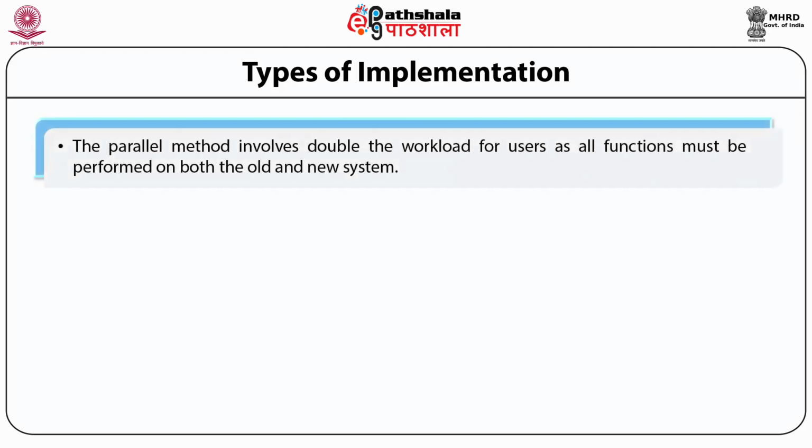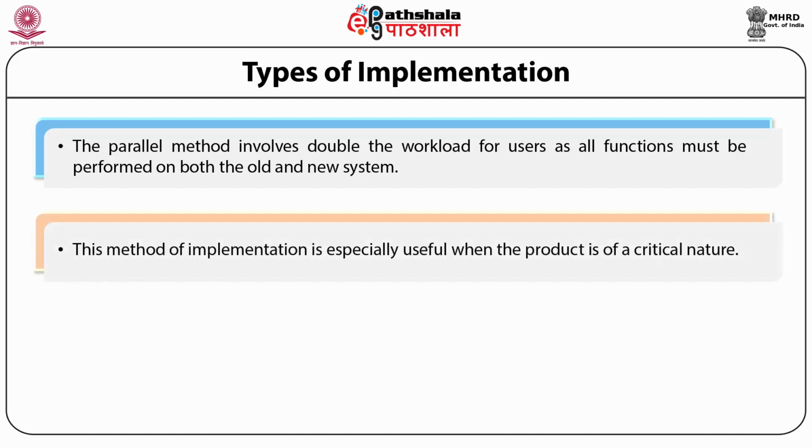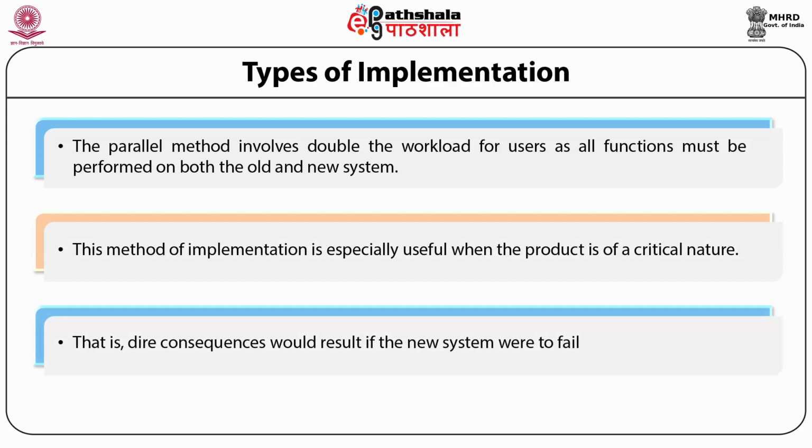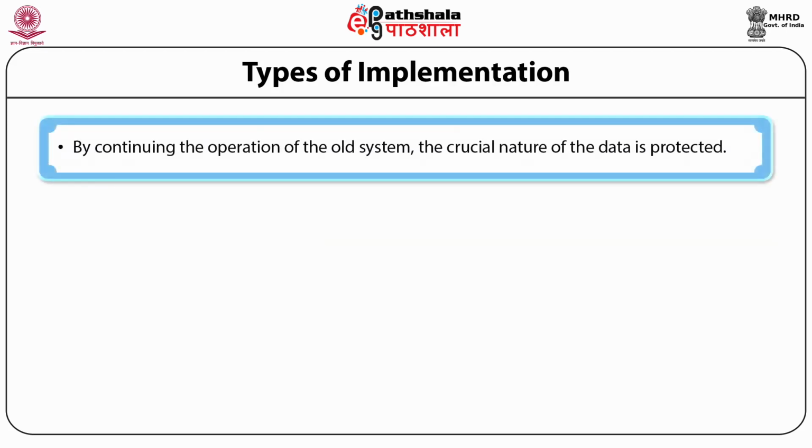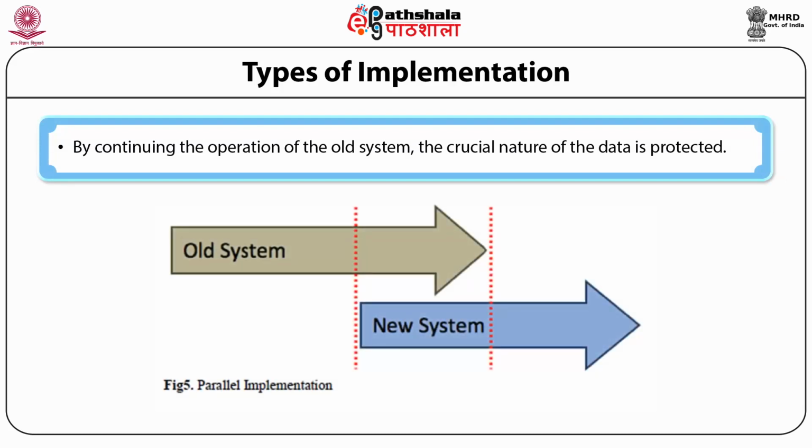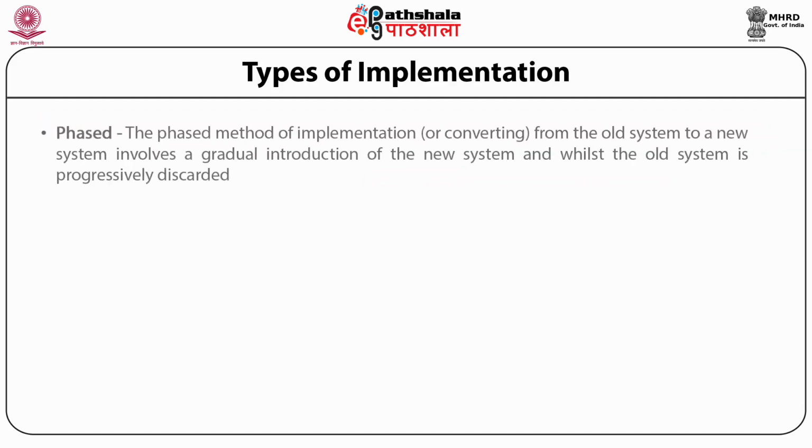This method involves double the workload for users as they have to maintain performance of both of the systems together. However, this implementation is very useful when the product is of a critical nature, and dire consequences will result if the new system were to fail. So by continuing the operations of the old one, the crucial nature of the data gets protected, as we see in the diagram here.